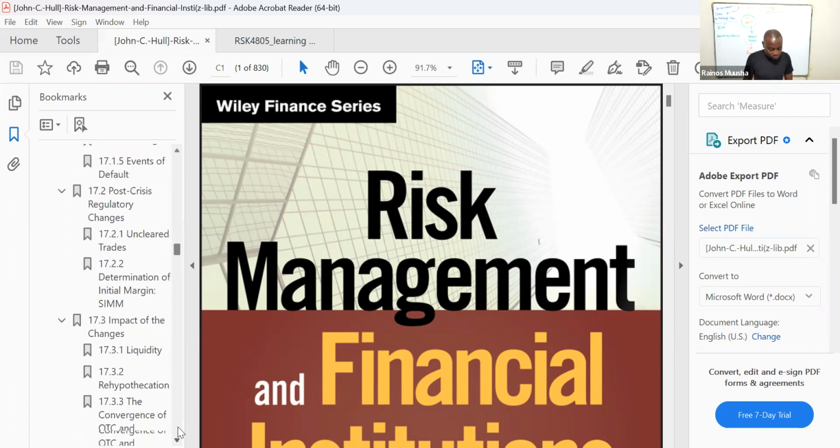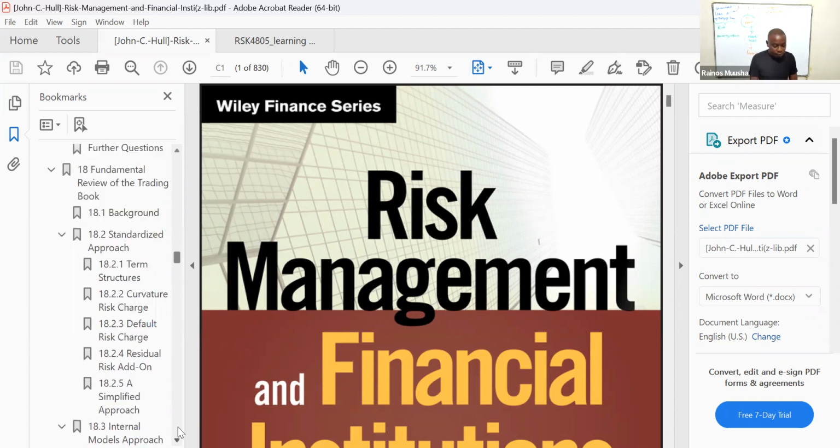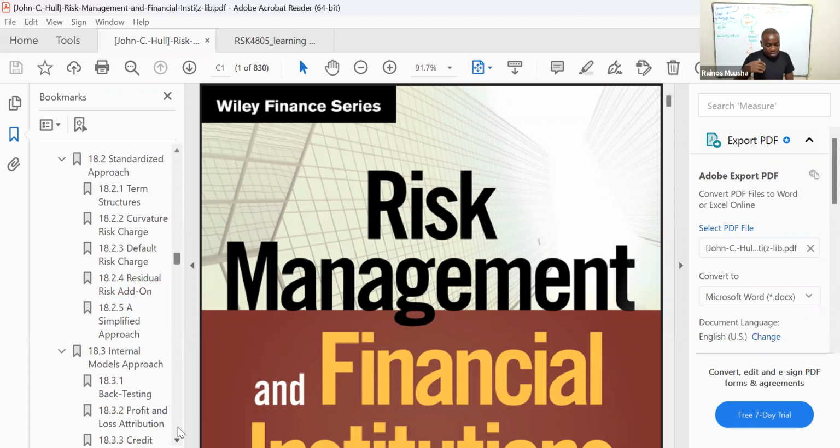Then chapter 18, we don't do chapter 17. Chapter 18 looks at the fundamental review of the trading book to say exactly what is involved with what we refer to as the trading book. What do we refer to as the banking book as well? And what are the fundamentals that are involved when it comes to the trading book?